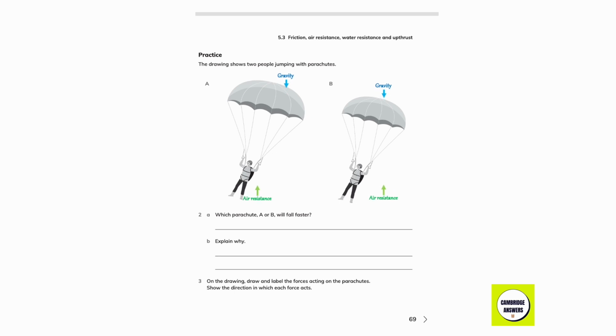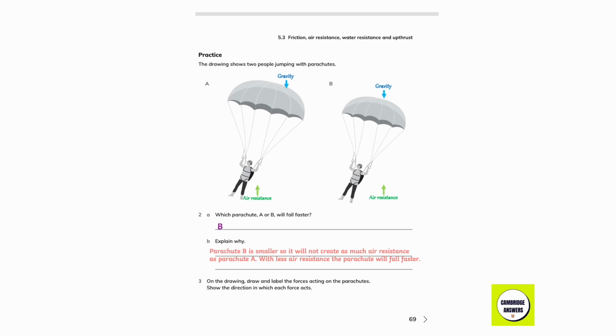The drawing shows two people jumping with parachutes. Which parachute, A or B, will fall faster? B. Explain why. Parachute B is smaller, so it will not create as much air resistance as parachute A. With less air resistance, the parachute will fall faster.